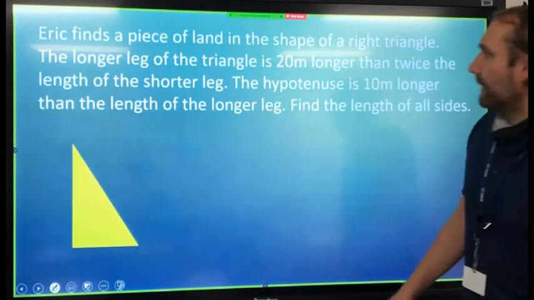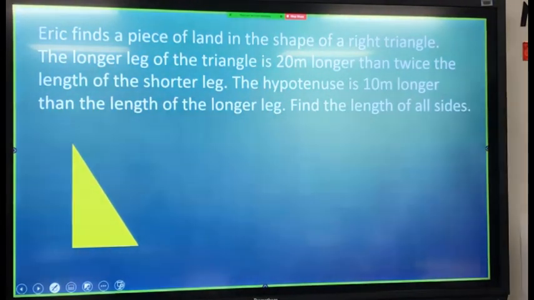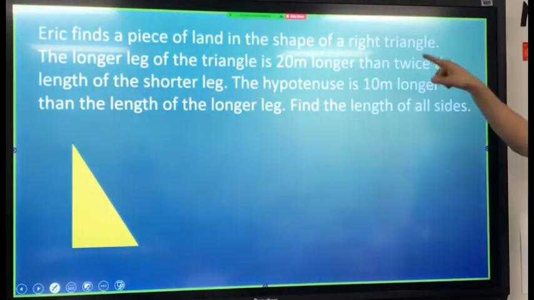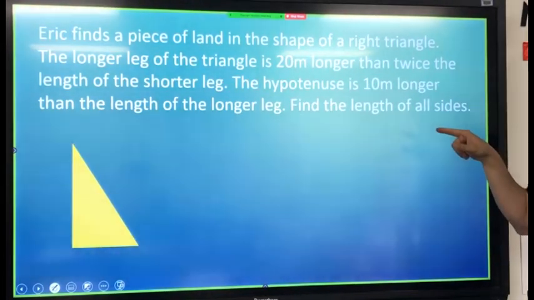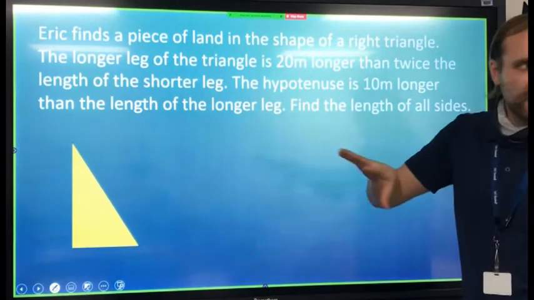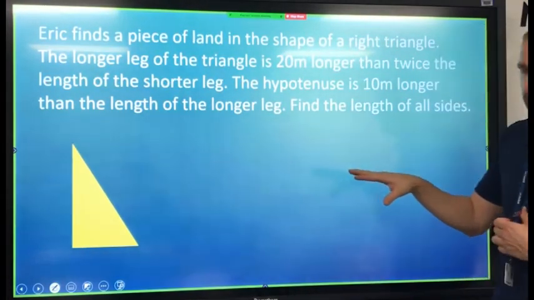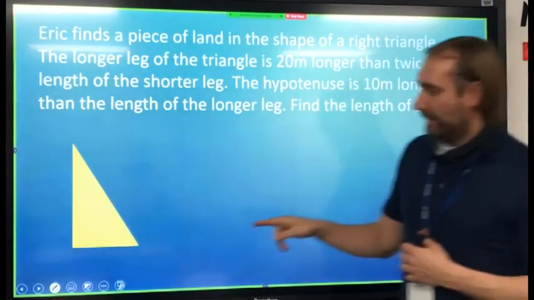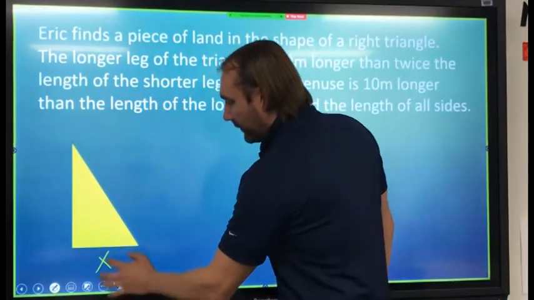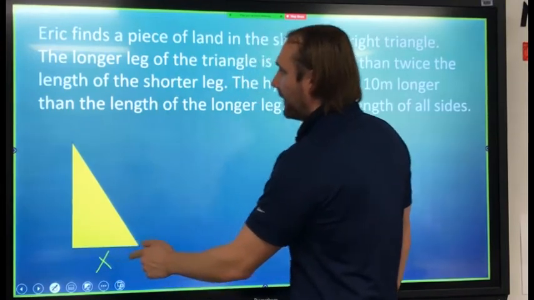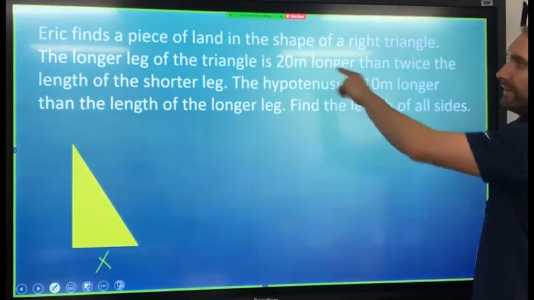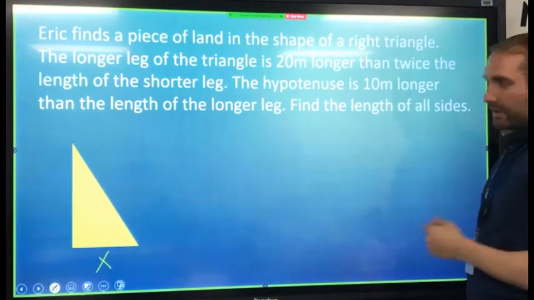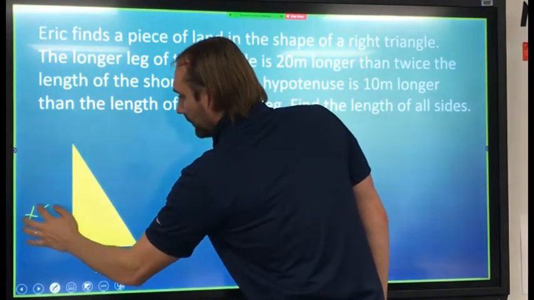X is the short leg. Let's look at the first sentence. The longer leg of the triangle is 20 meters longer than twice the short leg. So which one of these am I going to call x? x is my short leg. So if my short length is x, how can you represent the long leg in terms of x? X plus 20?